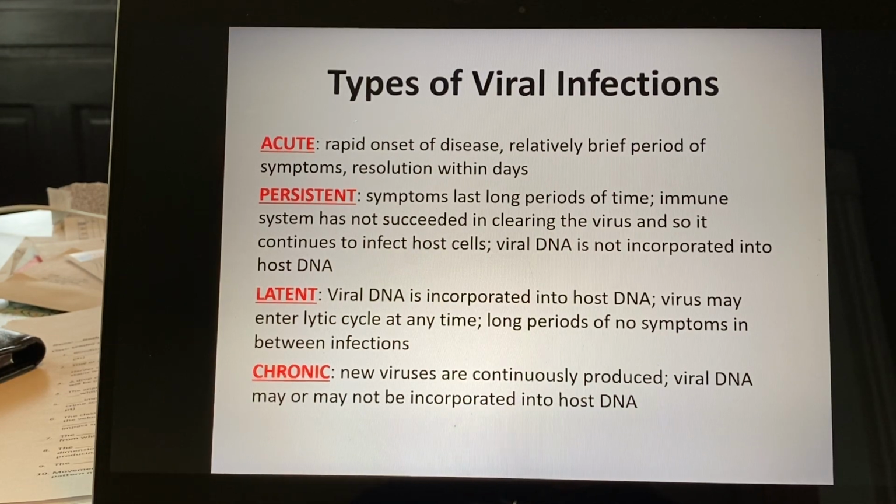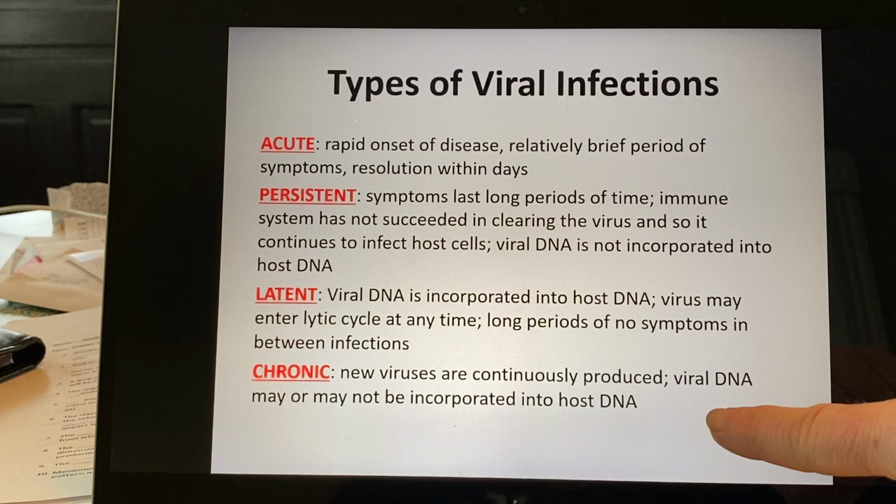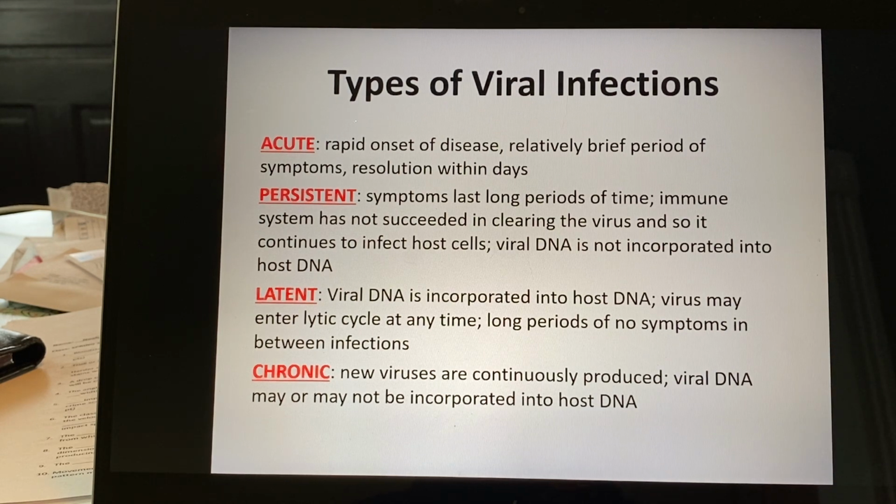I also want to define different types of viral infections. So some of these we've talked about. Okay, so acute means, once you get the virus, you're going to get sick in probably a couple of days. You're going to be sick maybe up to a week, but then it's going to go away. Okay, so that's kind of the best case scenario. The worst case scenario is chronic, where new viruses are continuously produced at different time intervals, and you just can't get rid of it because the virus is with you.